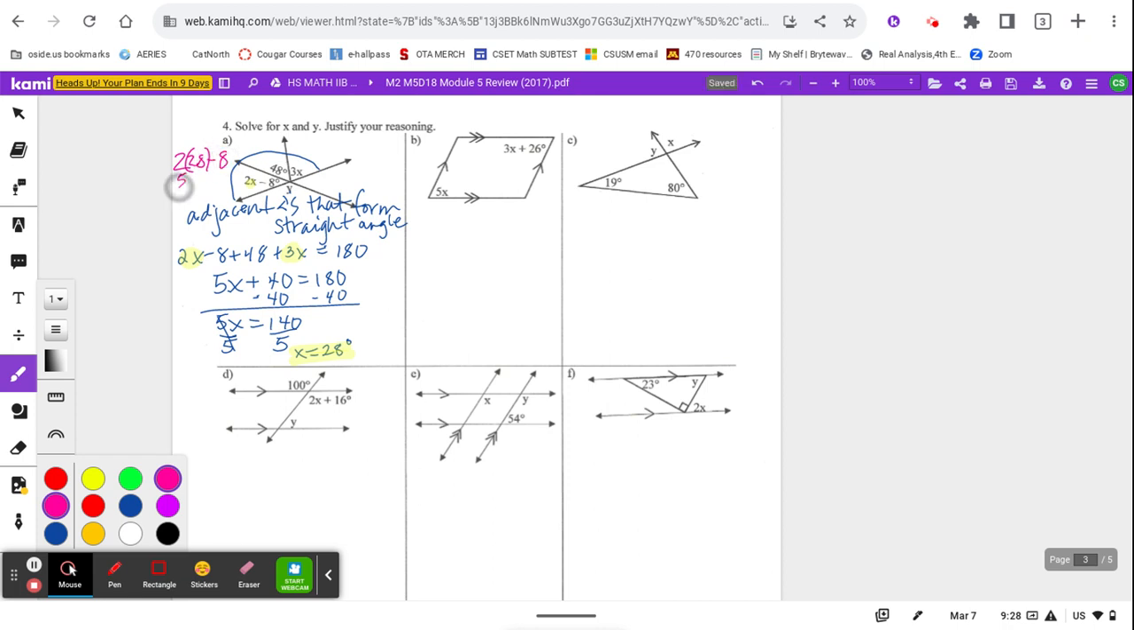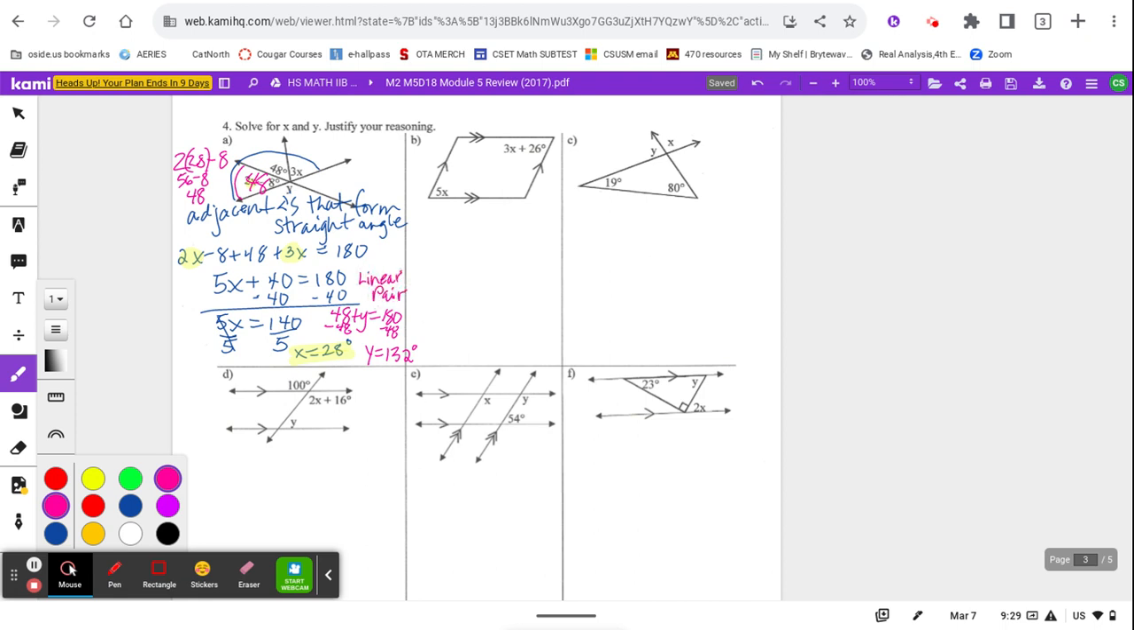That's 56 minus 8. That's 48. 48 is this whole angle right here, 48. And that's going to form a linear pair with y. So I just need to subtract 48 from both sides to get y. So I get y is equal to 132 degrees. And then the reason I write for that one is linear pair.